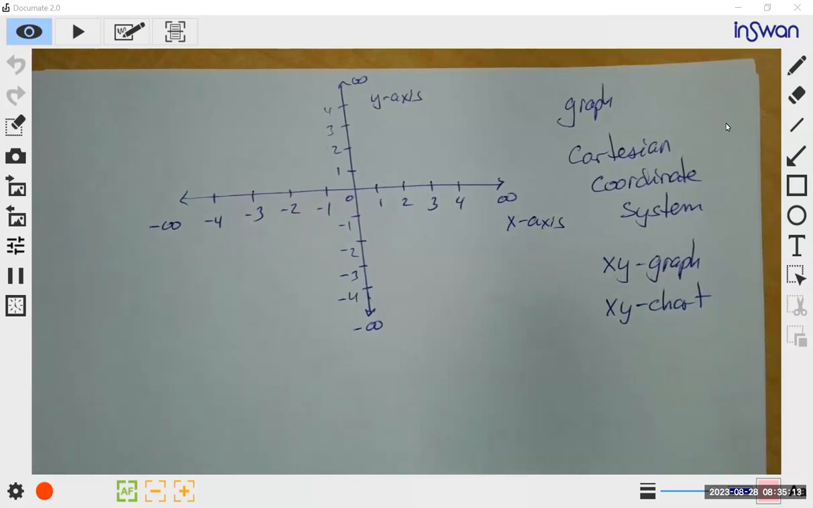René Descartes, the same guy, I don't know if you ever heard, cogito ergo sum, I think, therefore I am. You ever hear that? He's the one who came up with that phrase. Okay, so there's our graph.